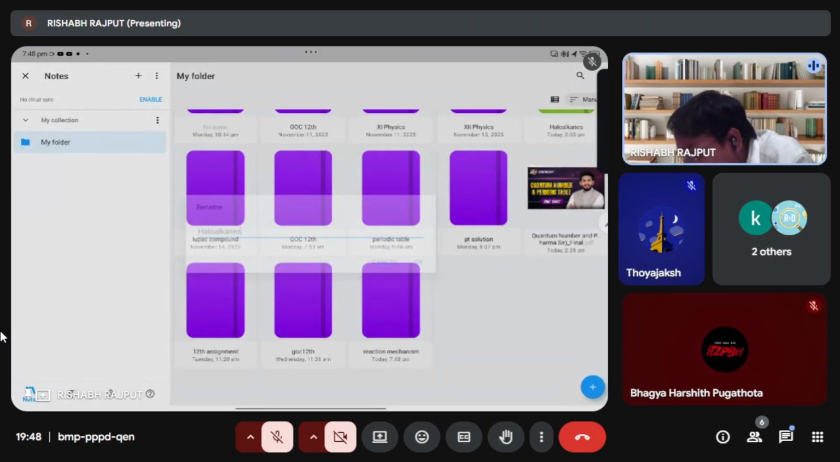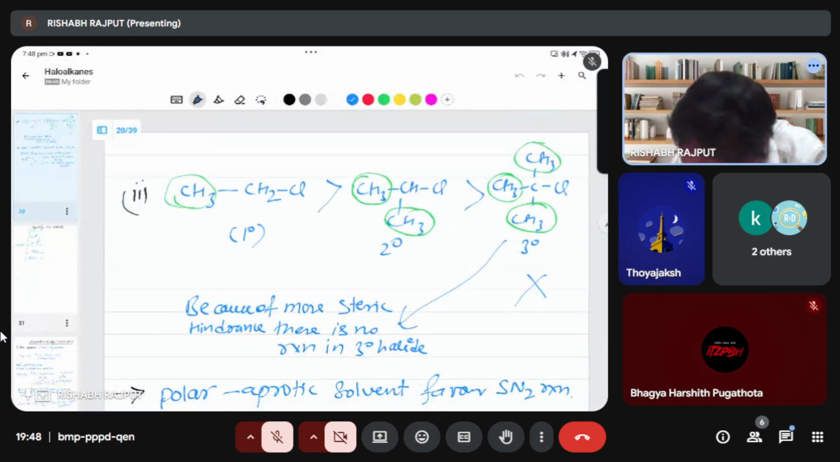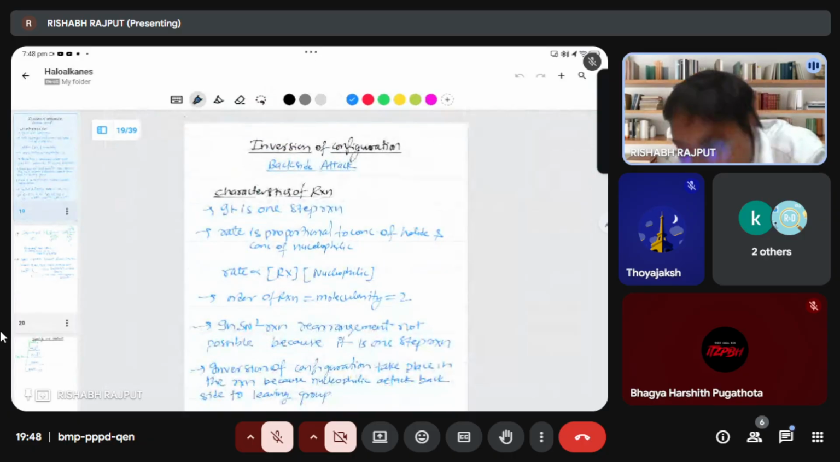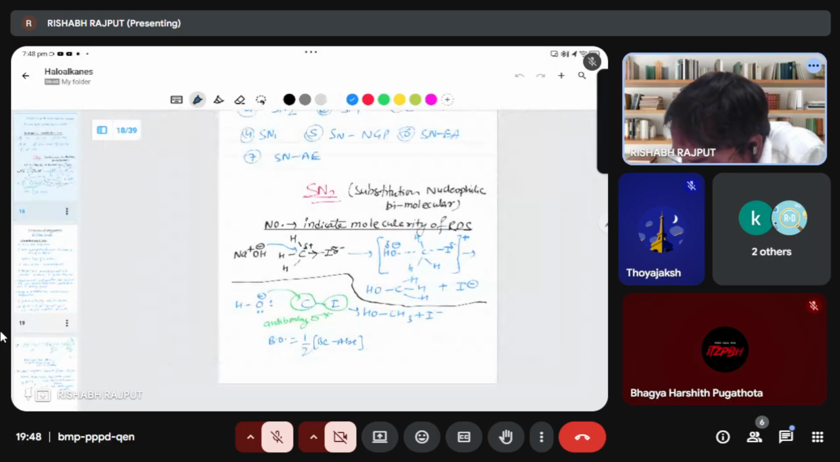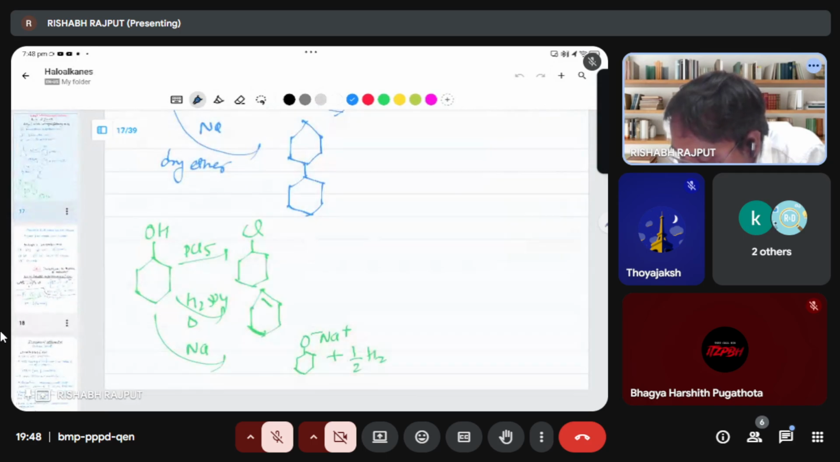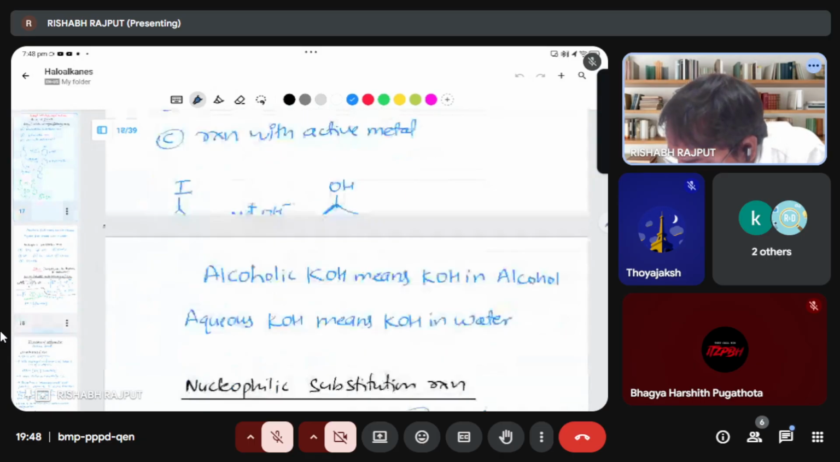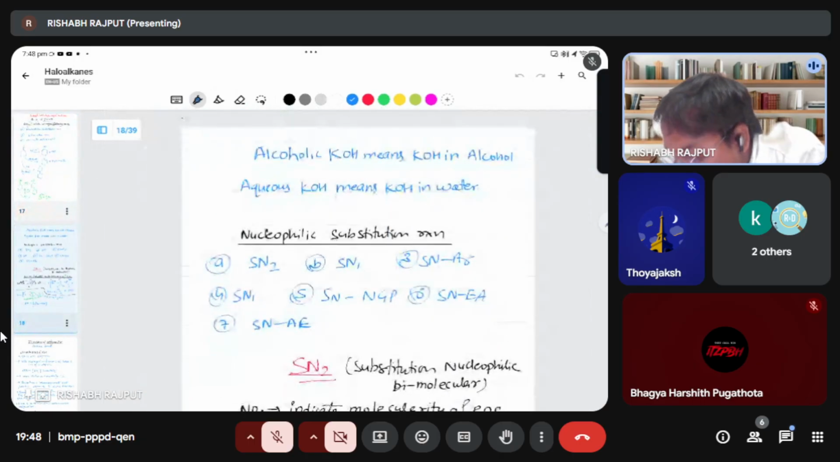One second. I will have to teach you a new topic. This allylic substitution reaction is complete, guys. Okay, this allylic substitution reaction is complete. Can I start the SN1 mechanism? This is the introduction part.